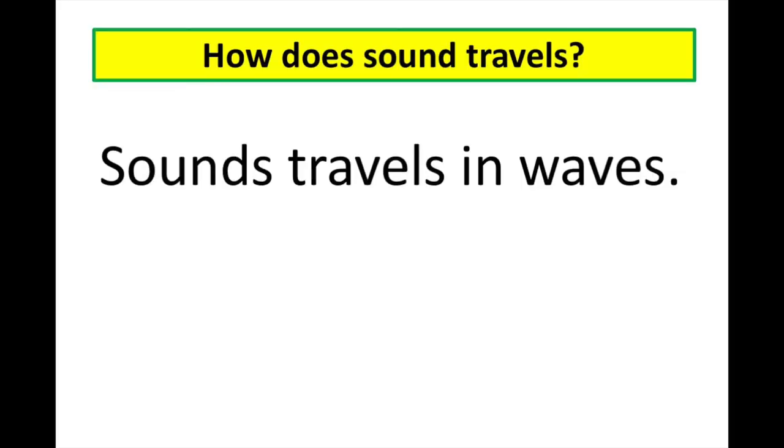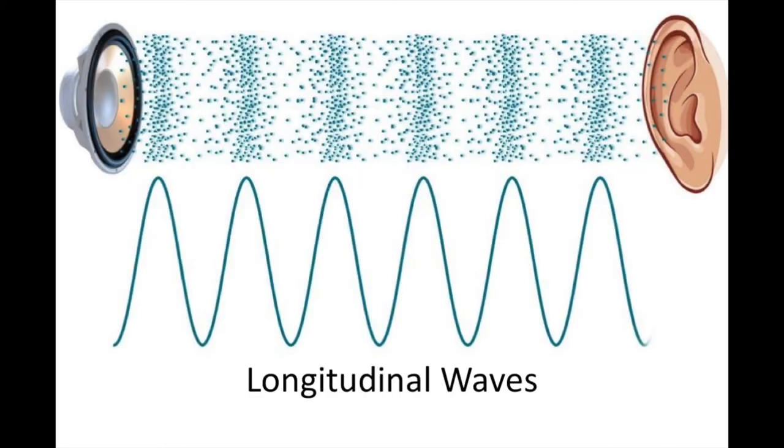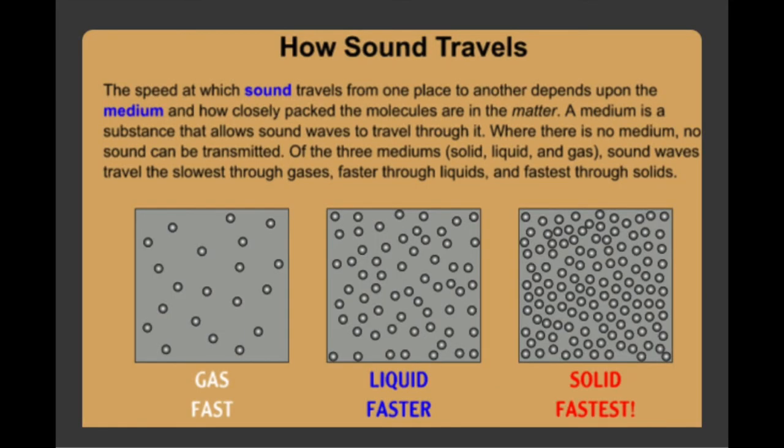Sound travels in waves. Sound waves need to travel through a medium such as solid, liquid, and gases. The sound waves move through each of these mediums by vibrating the molecules in the matter. Of the three mediums, sound travels faster in solids and slowest through gas.